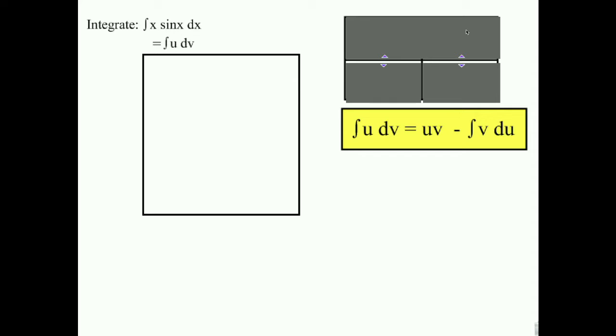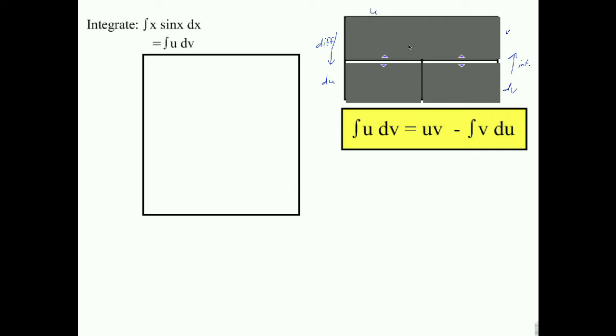I usually set up this little box with four compartments, and in the top left will be my u, and in the bottom right will be the dv. And what we'll do is integrate to help us find v, because we need u and v and we need du. We're going to integrate the dv to help us find v, and then we're going to differentiate the u to help us find du. So we make our two choices first, and then we find these other two things and we can fill in our formula.